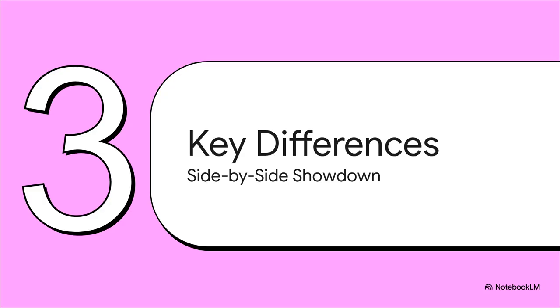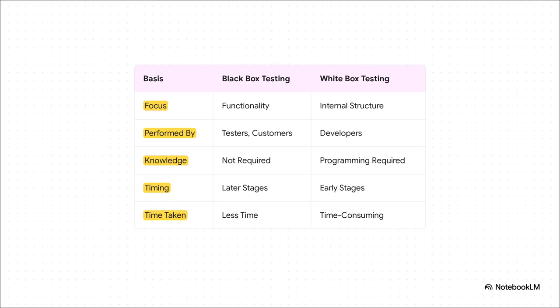All right, we've looked at both of these approaches on their own. Now, let's put them side by side and really see the key differences at a glance. This table really sums it up nicely. You can see black box focuses on the external stuff, the functionality, while white box is all about the internal structure. Black box testing, that's done by testers, maybe even customers, who don't need coding skills, and it usually happens later in the process. On the other hand, white box is done by developers right at the early stages, and man, it can be very time-consuming because it's so detailed.